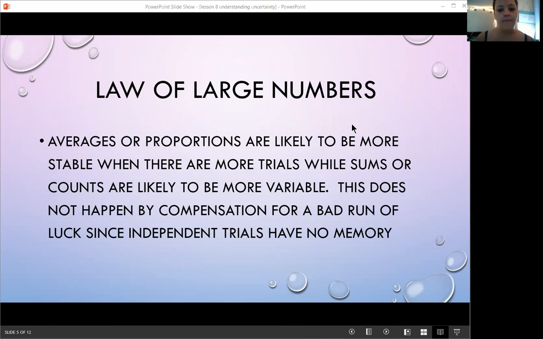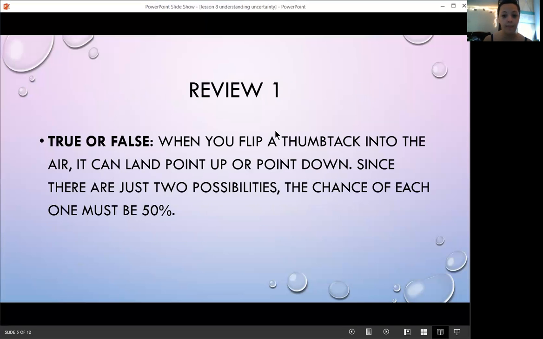And the law is stating that whatever's happening here is not happening because of a bad run of luck, randomly, because of the fact that the trials are independent of each other. We say independent trials don't have any memory, because when the next one happens, there's nothing that's related to the first one, so there's no memory of it. Whatever happens to the next one has nothing to do with the first one. So that's why we're able to make these assumptions in the law of large numbers.